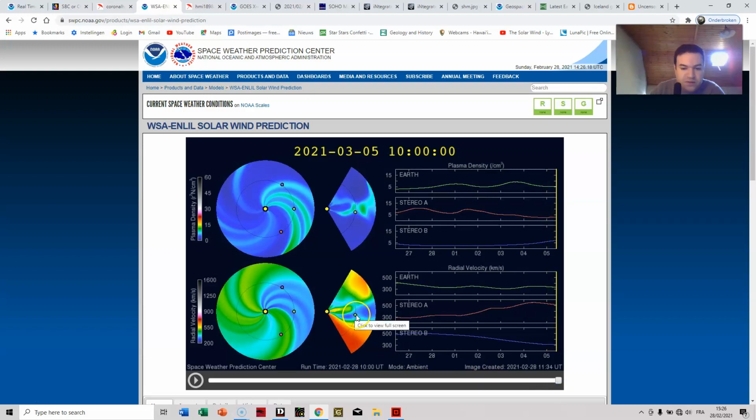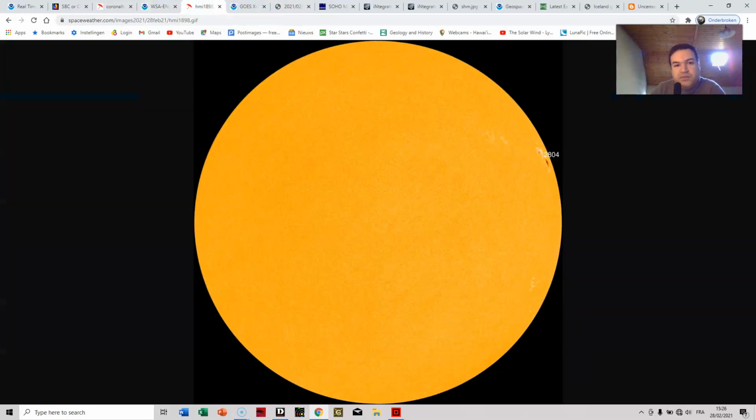And I do believe at some point we will enter a fast-moving solar wind stream, as shown over here. This green section is fast-moving, and then we will enter this particular zone. But this is predicted to happen within 5 days. So we'll have to see how this will develop further.